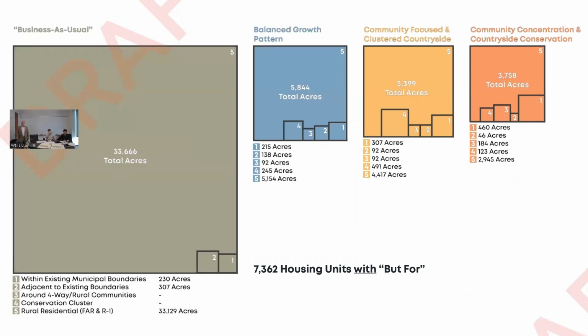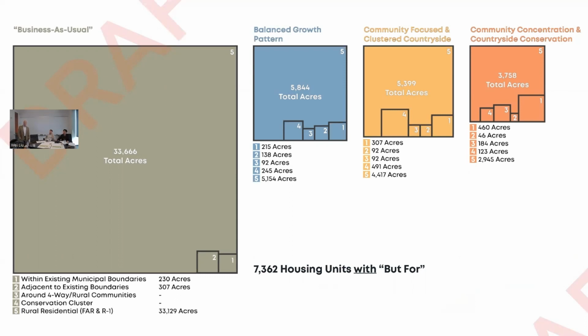So this is the additional residential units. We don't have the breakdown yet from Howard on where some of those additional numbers occur within existing communities and so on. But taking those new numbers for housing units, the 7,362 units with the but for, now you can see how some of those footprints increase. So we went from like 24,000 total acres on the left in the business as usual, up to about 34,000 total acres with those additional residential units. And you see how some of those acreages change as well.